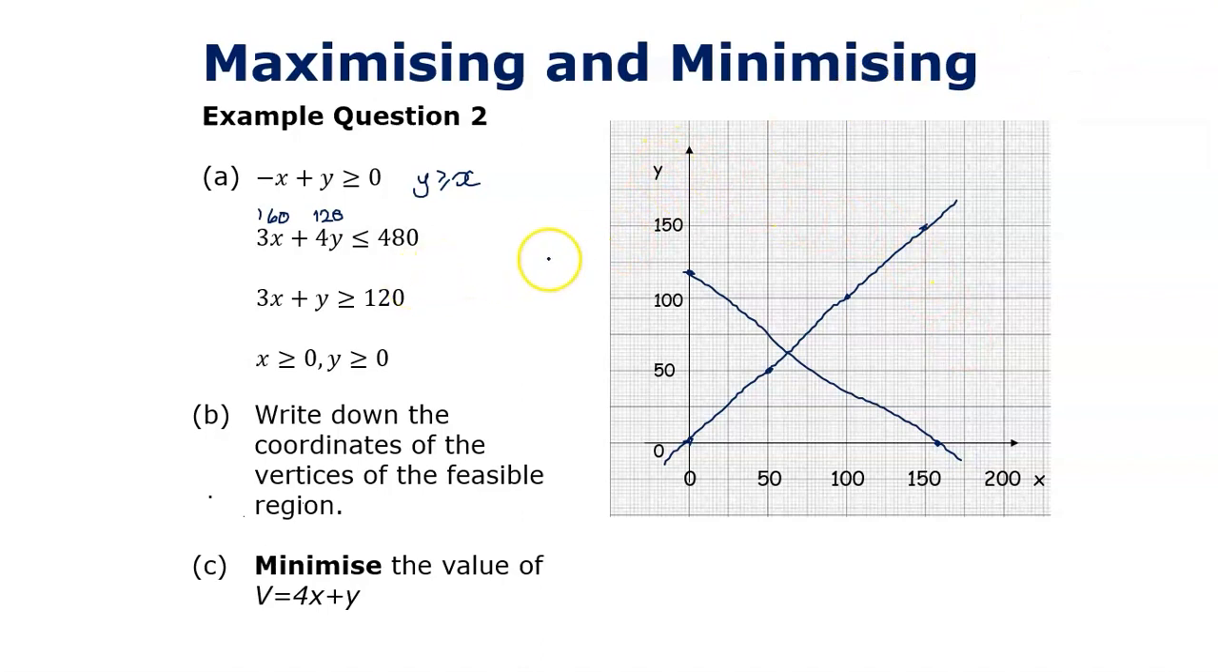So what I've got to do, I've got to shade these in, haven't I? My first one was minus x plus y, y was greater than or equal to x. So I want higher, so therefore I shade in underneath. That's the first one, that's the y equals x line. My second one was less than, so I want to shade that one above the line.